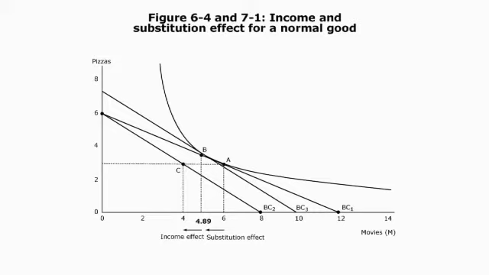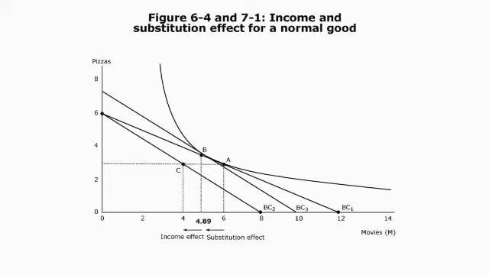Once again, this is hard, so let me just walk this through again. You've got your original budget constraint BC1. You chose your point A. Now the price of movies has just increased, so you move to BC2 in reality. Okay? And at BC2 you choose point C.